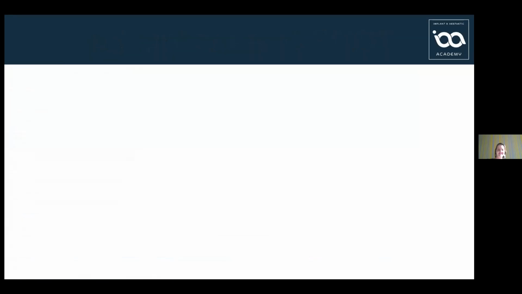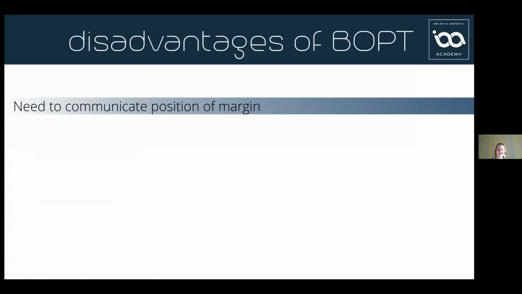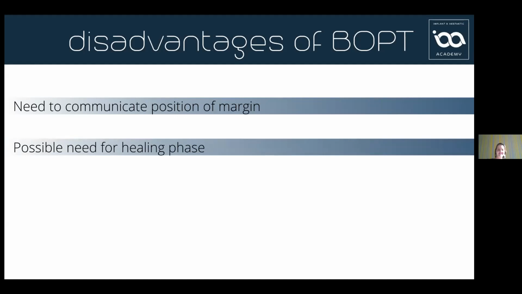What are the disadvantages of BOPT? First, we need to communicate the position of the margin. I know that happened to me the first time: when you take an impression and there's no finish line, it's super confusing for the technicians if they've never worked like this, because they don't understand where the ceramic or the temporary restoration needs to start. So we need to communicate that with the laboratory. There's also possibly a need for a healing phase if we're going through temporaries and placing the margins subgingivally, so that the soft tissue stabilizes.